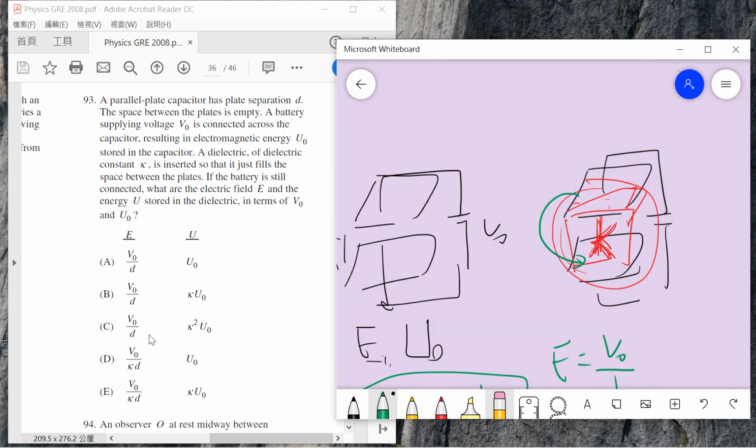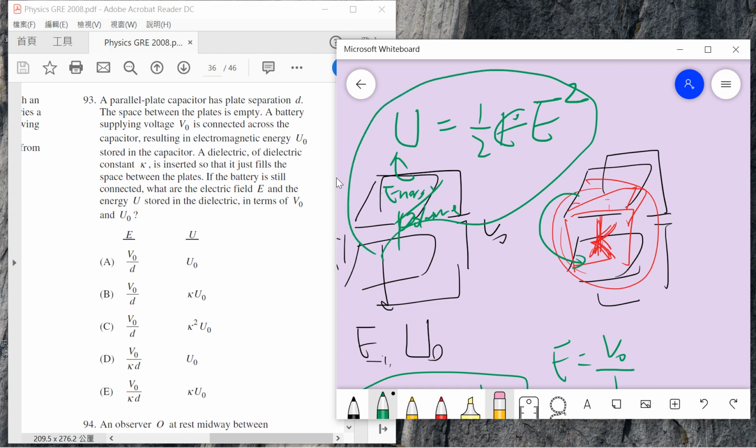And another formula you need to remember is that in electrostatics, the energy is basically one half epsilon times the electric field squared. This is the energy per volume. So basically the change is from epsilon naught to kappa epsilon naught. This is the only change because the electric field is the same. So the energy is just from epsilon naught to kappa epsilon naught. So the answer is B. The answer is B.